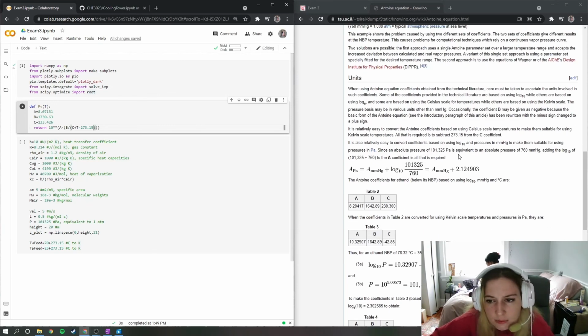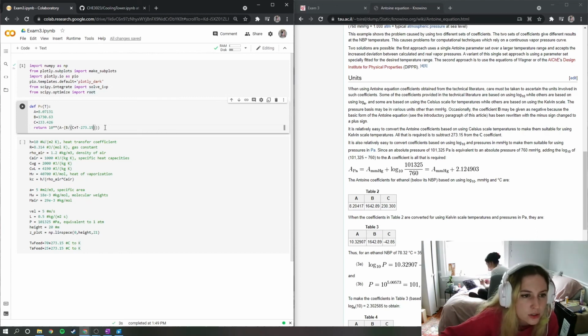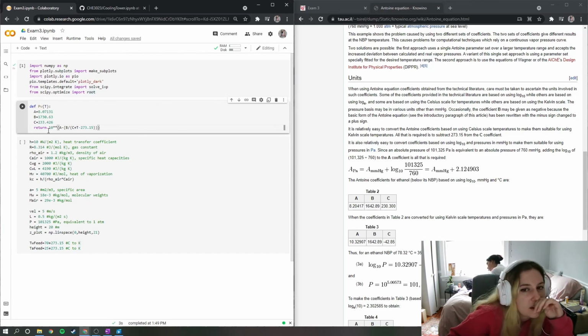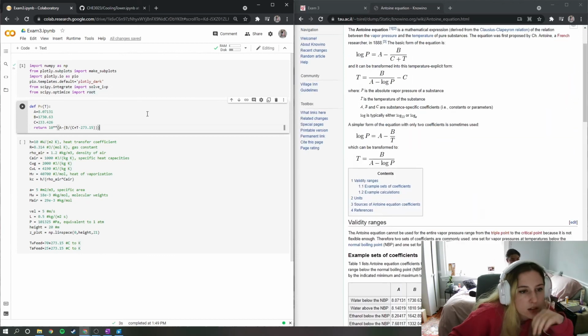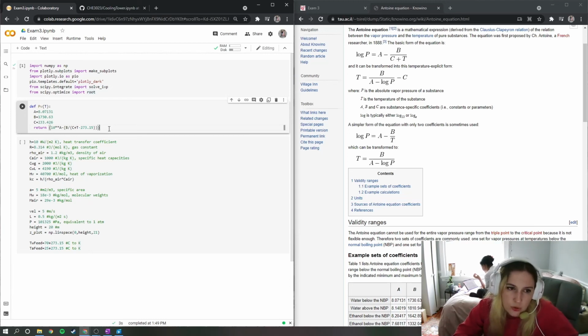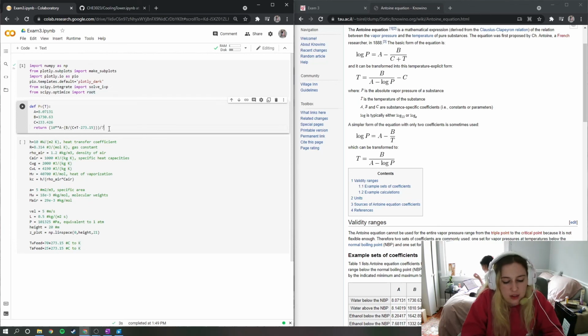The pressure is in terms of mmHg, so we're going to want to take all of this and divide it by... I'm going to put the parentheses out here. So this is just going to be converting our pressure to pascals. To get it from mmHg, which is millimeters of mercury, to atmospheres, we need to divide it by 760 and then multiply by 101,325 to get it to pascals.